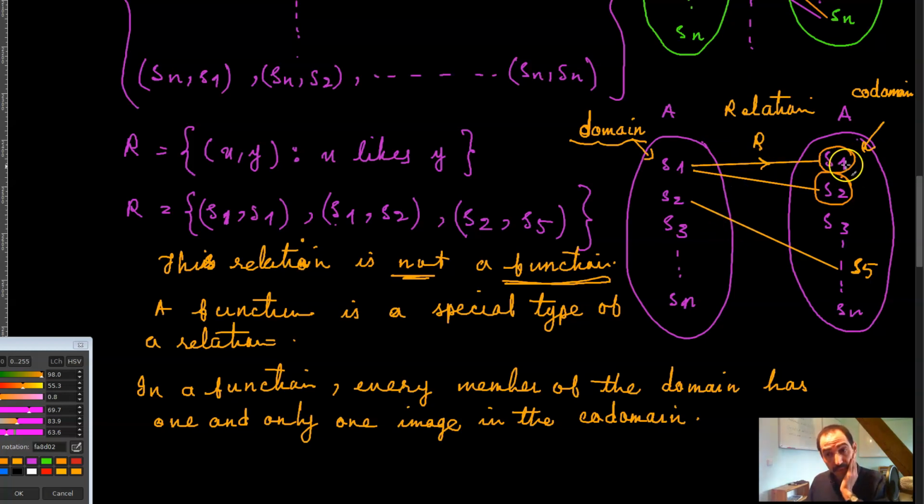Now, if a relation has to be a function, every member of the domain, which is basically to say every one of these elements, has to have one and only one image in the codomain. Meaning that, as you can see right now, this element here has two images, which is not acceptable as a function. It's acceptable as a relation, not acceptable as a function.